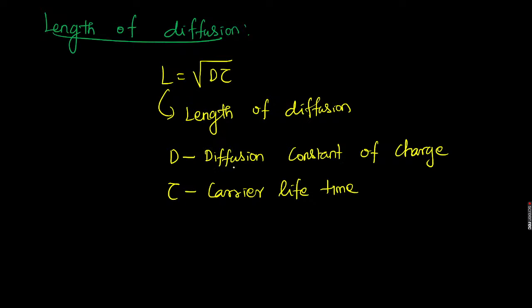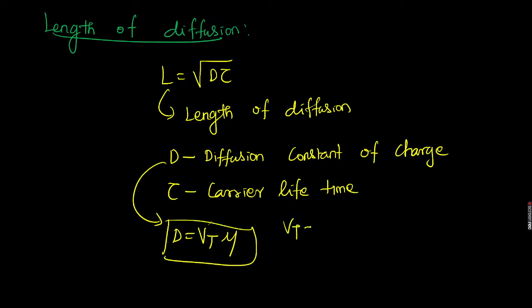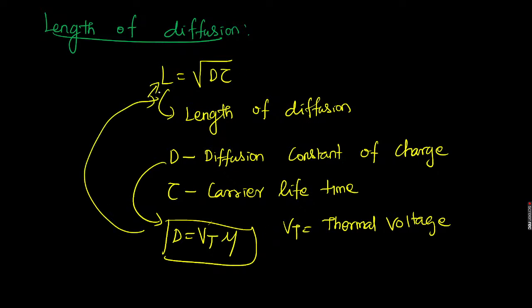Okay, I hope you all are getting it. Next, this diffusion constant D is there, no? How else can we define it? It is actually the product of thermal voltage and mobility of the charge. Vt stands for thermal voltage, and mu we know is mobility. If you just substitute this D into this formula, what will you get? L is equal to square root of D replaced by Vt into mu into tau. We can also rewrite this expression like this.